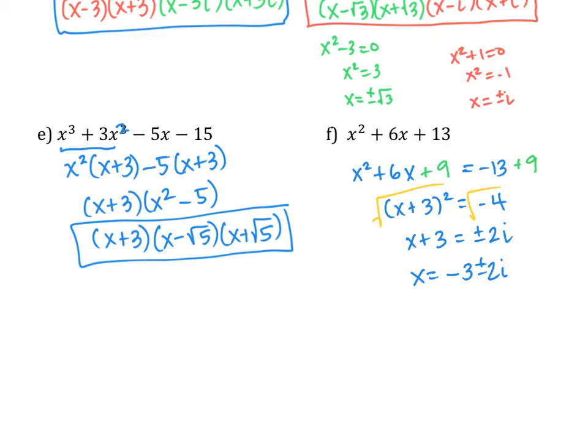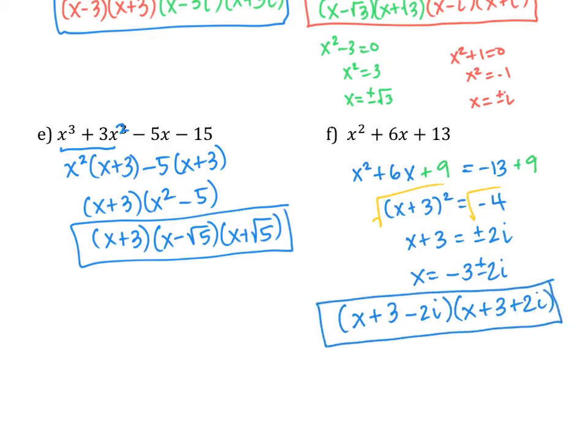Okay, so to get negative 3 plus 2i as my answer, to get minus 3, I had to have x plus 3. To get plus 2i, I needed a minus 2i. Okay, to get negative 3 minus 2i, to get negative 3 I needed x plus 3, to get minus 2i I needed plus 2i. Okay, and if I set these each equal to 0, I should get those two as my answers, but it wanted me to factor, so I factored it.